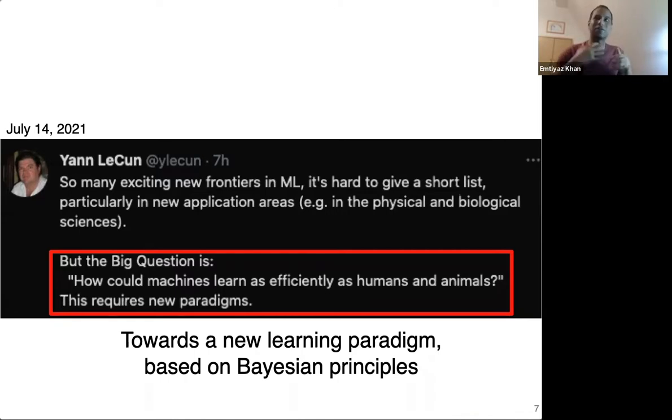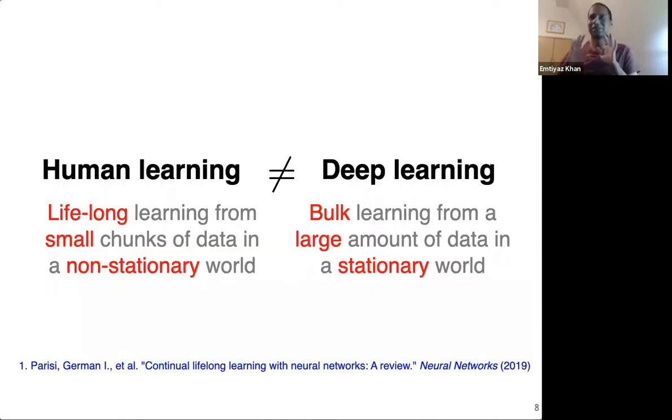So the kind of work that we're doing is really about coming up with this new learning paradigm, which is based on Bayesian principles. So we use Bayesian principles to do this. This slide summarizes everything that I've said, that what we do right now is more on the right side. It's more bulk learning, all the information in one place, everything is stationary. I know what I want to learn. Then I just run things for a really long time, spend like $1 million, and then I get something that works quite well.